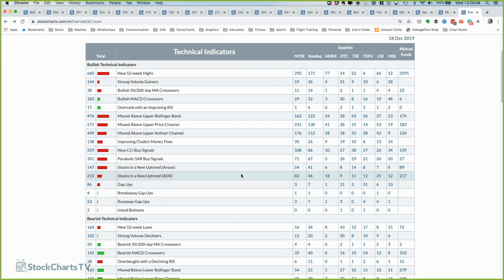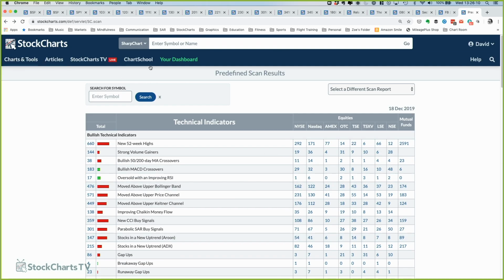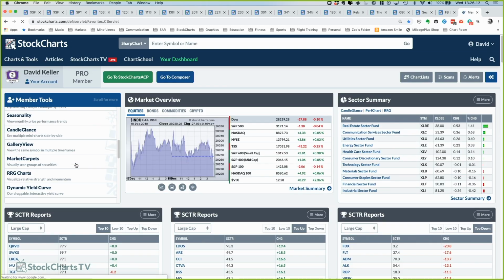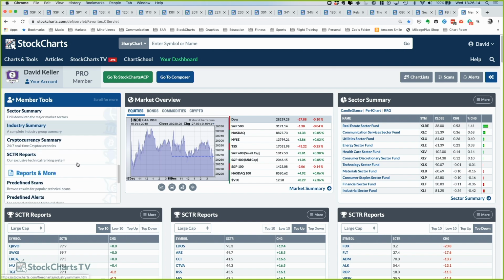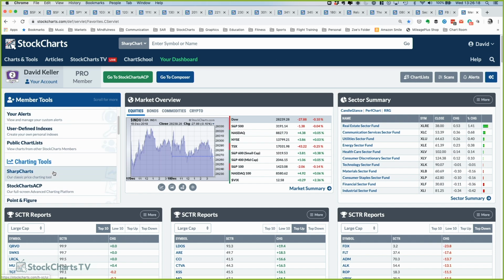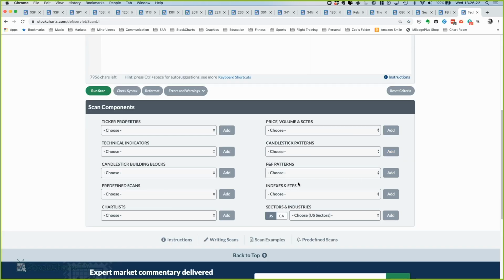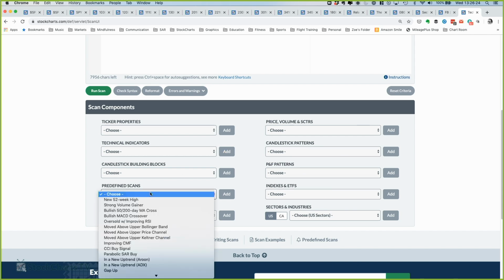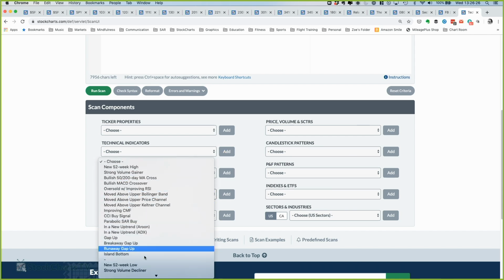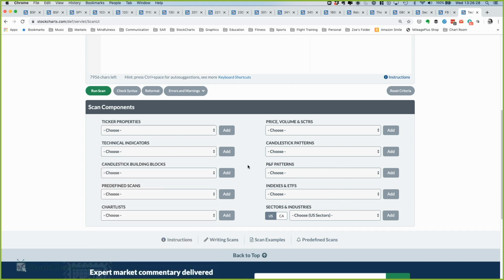So it's a great way to see what's sort of coming up there. The other thing you can do then is use those predefined scans as a way to build your own scan. So if you go to the main scanning engine, you can actually bring in one of those predefined scans as a starting point. So this is the listing that we just looked at before. You can actually insert that right into your advanced scan and then start to customize it from there. So it's a great way to see what's out there.